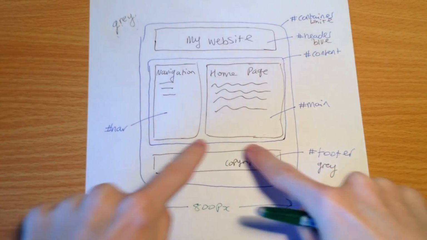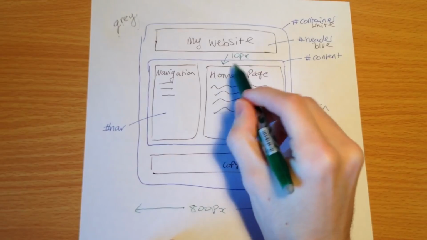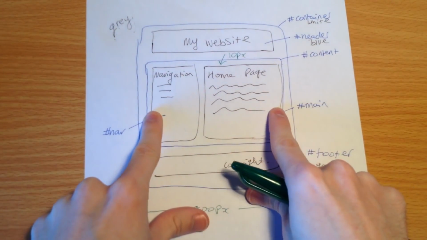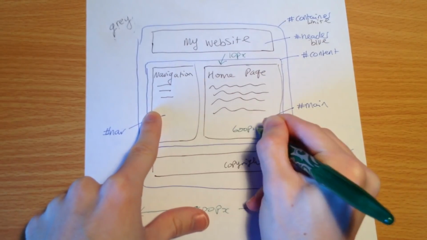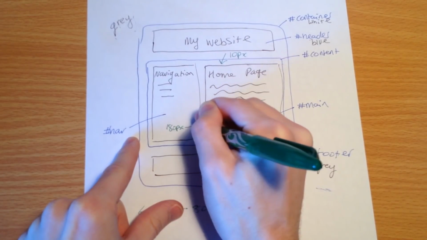I want the content to have 10 pixels of padding around the outside. So this space here, I want 10 pixels, which leaves 800, subtract 10 and 10, 780 pixels for the content. If I want main to be 600 pixels wide, this leaves 180 pixels for navigation.